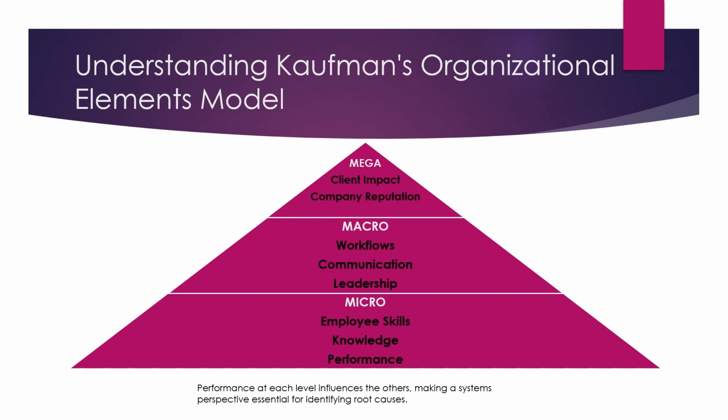Finally, the mega level considers the organization's impact on the outside world, such as client satisfaction, the company's reputation, and long-term success. I like this model because it reminds us that performance at each level influences the others. Instead of looking at employees in isolation, it encourages us to understand how the entire system works together.